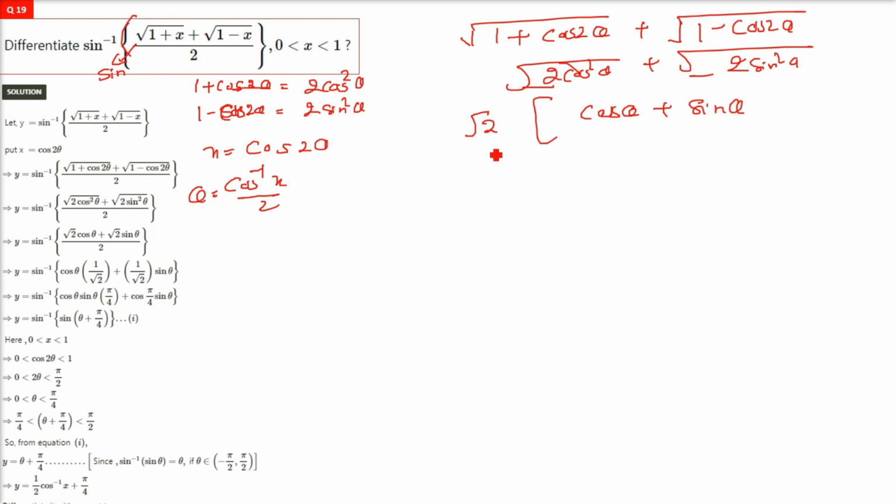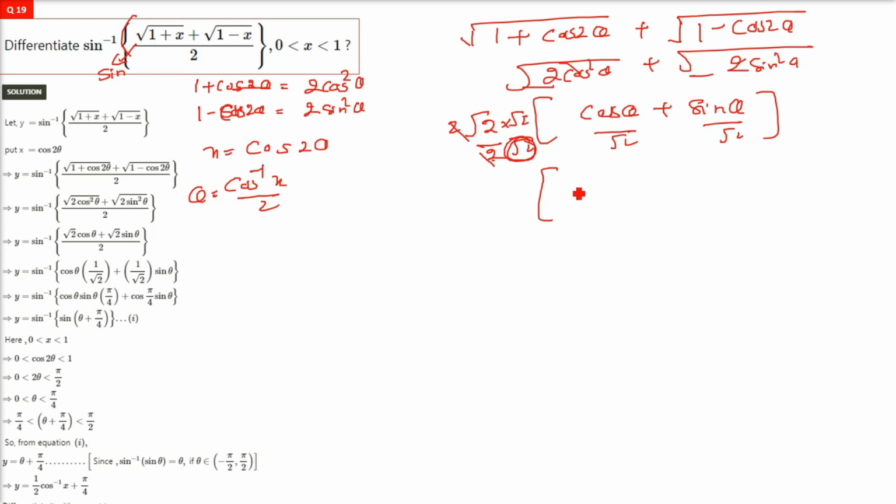So under root 2, you have taken 2 outside, which is already there. But we need an under root in the denominator also. So multiply numerator and denominator by root 2 just to include this root 2 inside. So this above will become root 2, the 2 gets cancelled, so there will be under root 2 in the denominator. I am separating them with the 2 content.